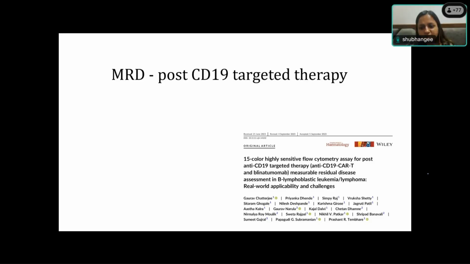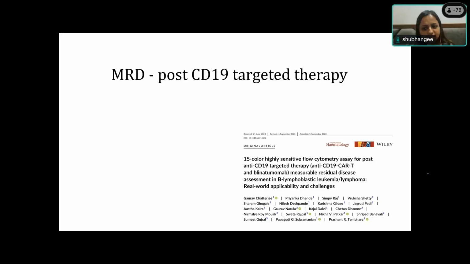You can Google this. We published an abstract at ASH last year. You can look at the 2025 ASH, and you will see the hemodilution parameters for B-ALL MRD, and you will see the details of these parameters.